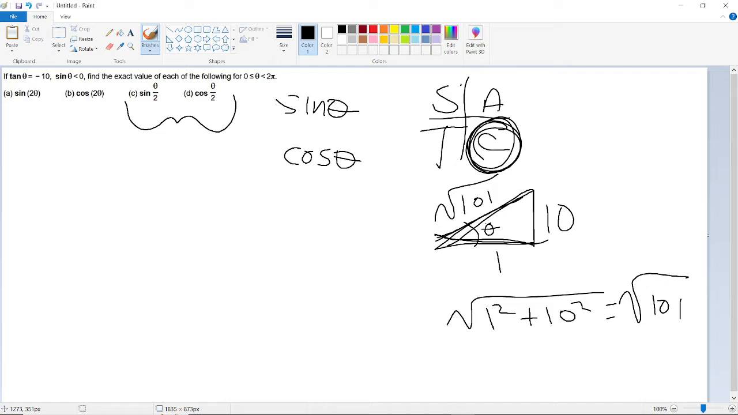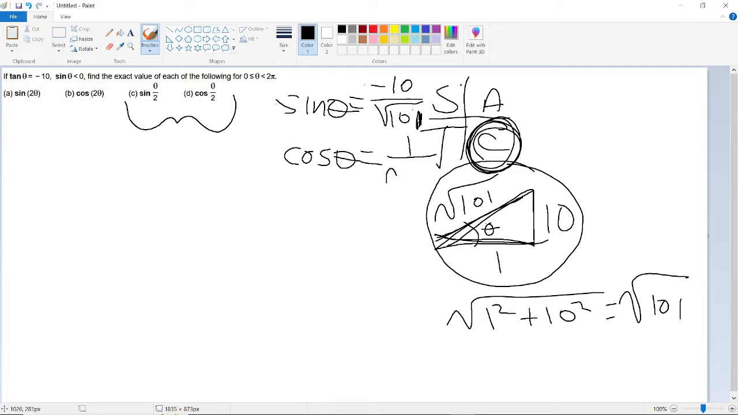For the double angles, we have to know the signs of these functions. We don't care what it looks like in the triangle because we know we're in the fourth quadrant. So sine is going to be negative 10 over square root of 101, and cosine is going to be adjacent, 1 over square root of 101. We're in the fourth quadrant, so cosine is positive, sine is negative. Now we can do our formula.